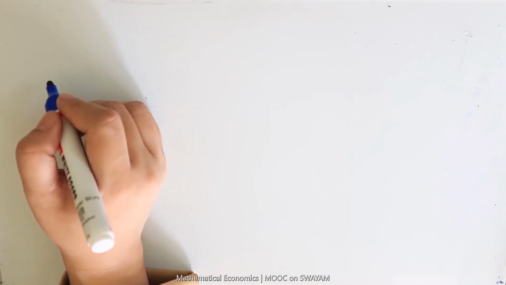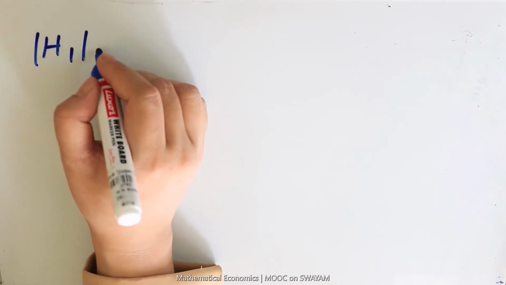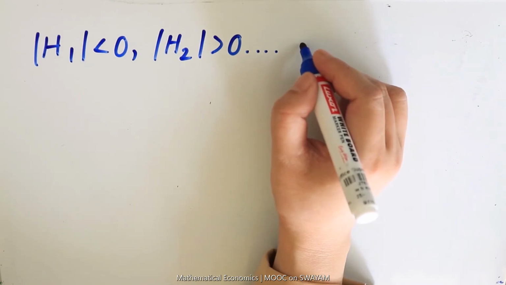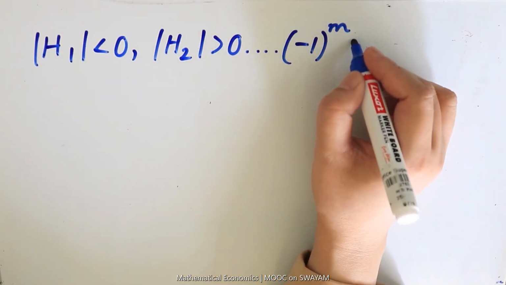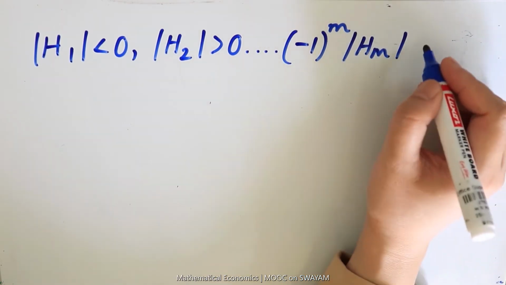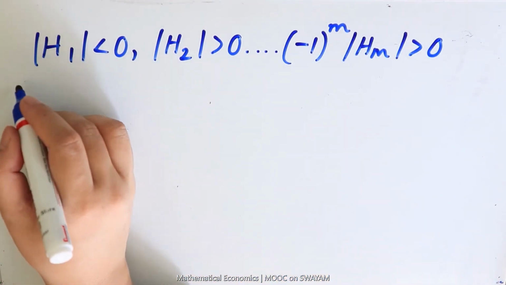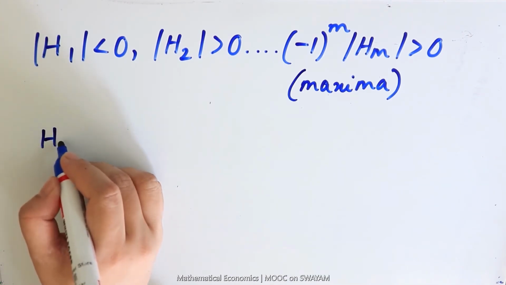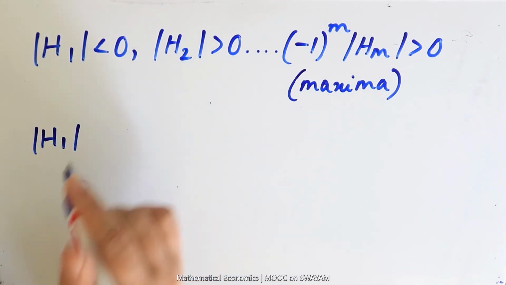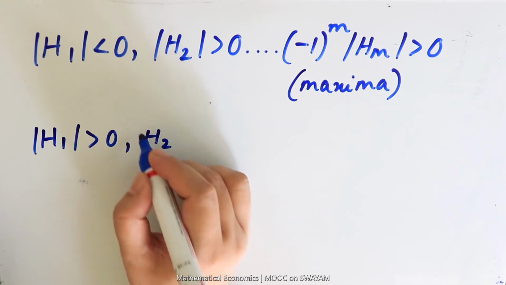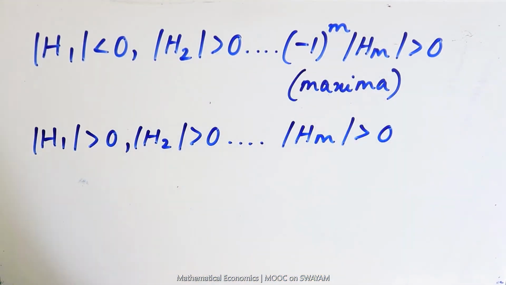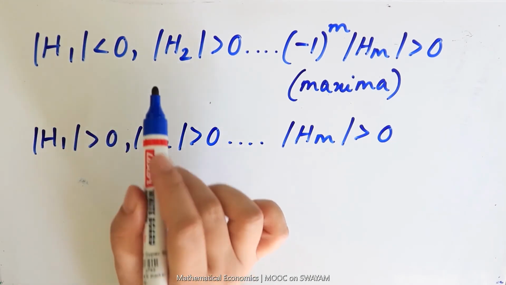The sufficient condition for maxima requires h1 less than 0 and h2 greater than 0. And suppose we have a general form up to m, then minus 1 to the power m times hm will be greater than 0. This is for a maxima. And for a minima we have h1 greater than 0, h2 also greater than 0, and hm will also be greater than 0. M is the number of explanatory variables in a function. So this is the sufficient condition for a maxima and a minima with two explanatory variables.